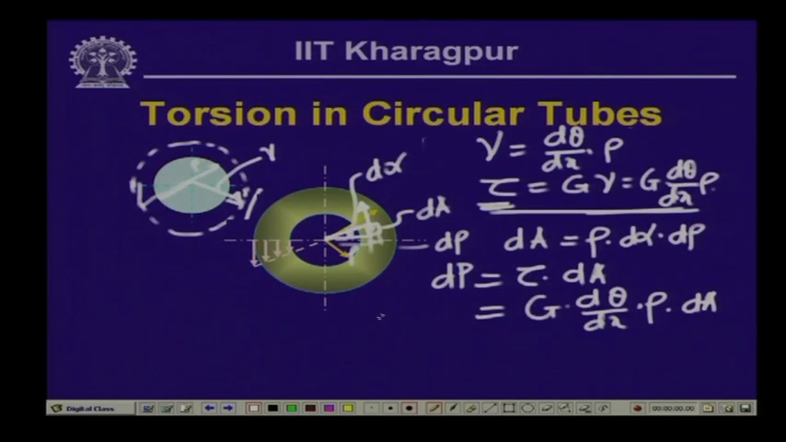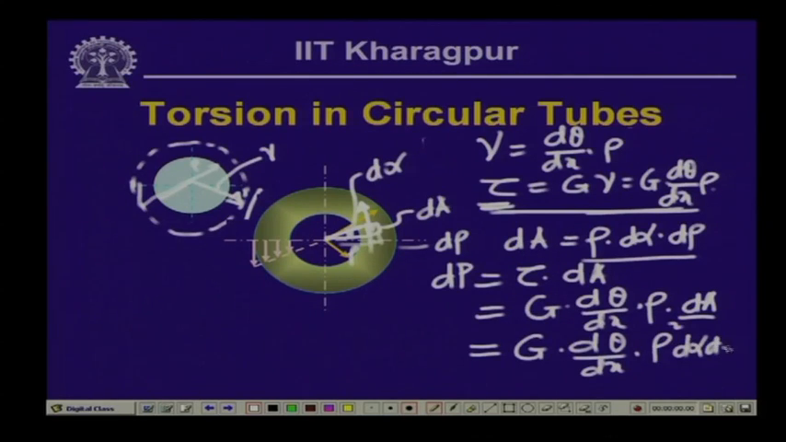Now, if we substitute dA in terms of d alpha d rho, this is equal to G d theta/dx times rho, that is rho square d alpha d rho. Now, the twisting moment acting on this section is T, and that will be resisted by the whole cross section, the integral of dP. So, twisting moment T is equal to the integral of dP.